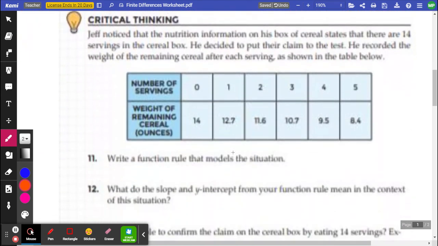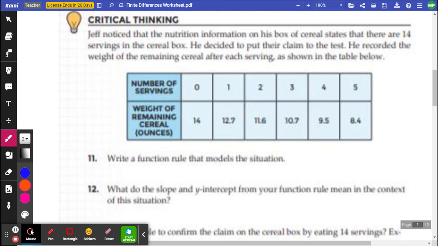Okay, now we're going to talk about Jeff. Jeff has a lot of time on his hands, and he noticed that the nutrition information on the box of cereal says that there are 14 servings in a cereal box. He decided to put their claim to the test. He recorded the weight of the remaining cereal after each serving, and then he did a table because Jeff is awesome. Okay? So it says, write a function rule that models the situation. So first, what do we got to do?